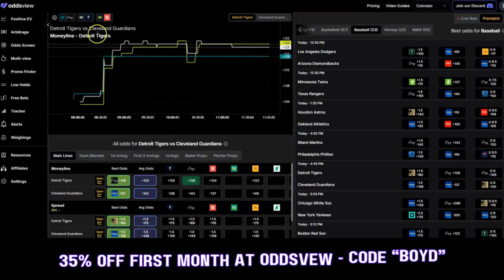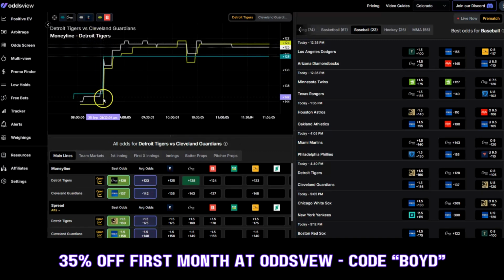Now here we have another one. This is the Detroit Tigers, Cleveland Guardians, I almost said Cavaliers. Again, all three of these, Circa, BetOnline, and Pinnacle, at about 8:29 a.m. this morning, were all hit at the same time. It's like a bomb dropped, and all three of these books went from where they were at, say, plus 145 with BetOnline, up about a 21-cent move to plus 124.